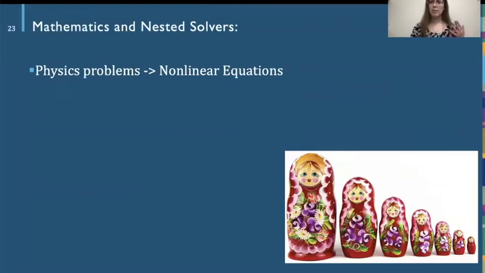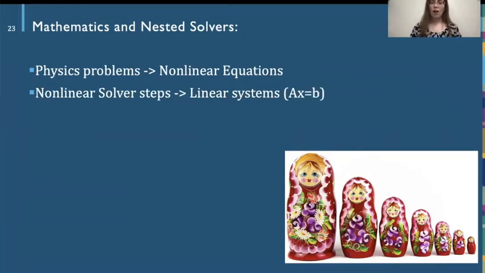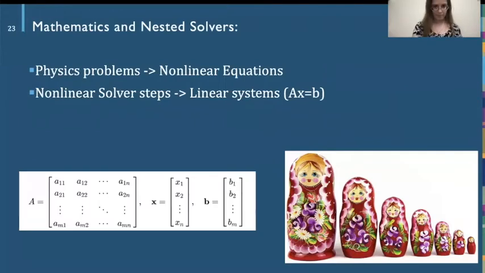Whenever we have a physics problem represented by a partial differential equation, and we use our discretizations package to discretize it, we typically end up with a set of nonlinear equations. Each step in a nonlinear solver trying to solve that nonlinear equation leads to a linear system, AX equals B, from your basic linear algebra class, as shown below. In real life, these linear systems can have millions and millions of unknowns, which need to be solved by a large computer.